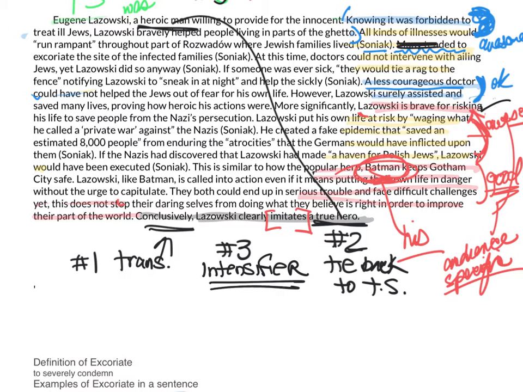is that you should have an intensifier. Whatever you believe up top, you should believe it even more strongly in the bottom. So I should have something like, conclusively, Lazowski definitely embodies the soul of a true hero, so that I get that yeah moment in the end. Instead, with the word imitates, which is sort of in the same family with pretends, you actually get a weakening of it. So instead of having something that's more intense, you have something that's less intense.